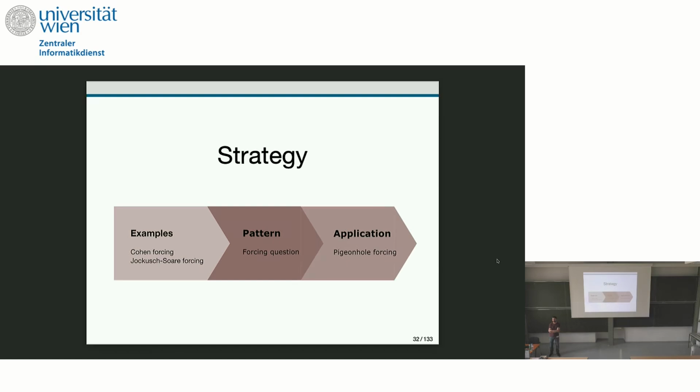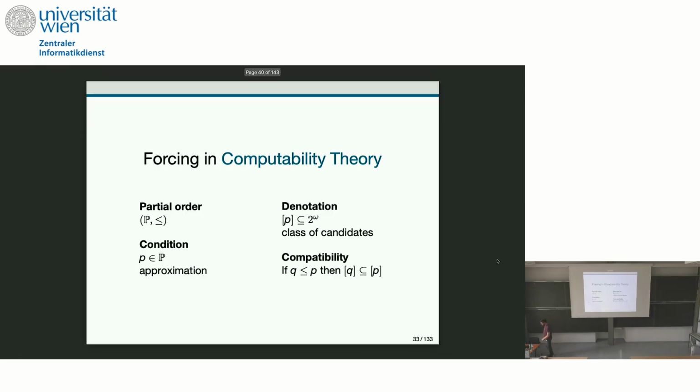So let's consider a few examples of problems, or especially about notions of forcing. The strategy will be to look at simple examples, and then we'll see that all these proofs of cone avoidance have a similar pattern. So we try to extract this pattern, the core idea, and then we are going to apply it to make non-trivial applications to the pigeonhole principle. For this, we need to talk a little bit about forcing in computability theory.